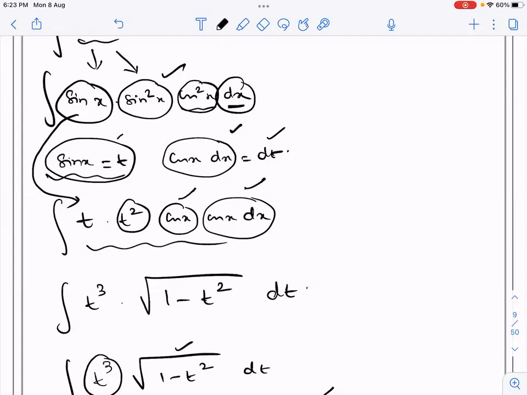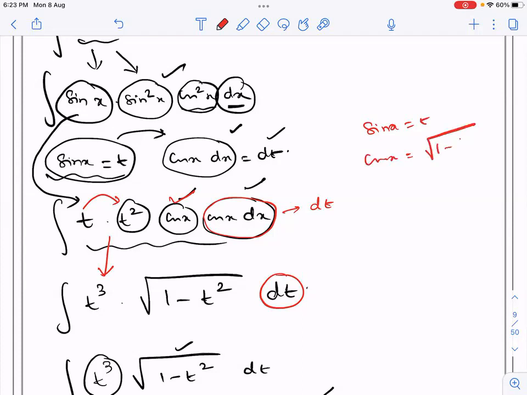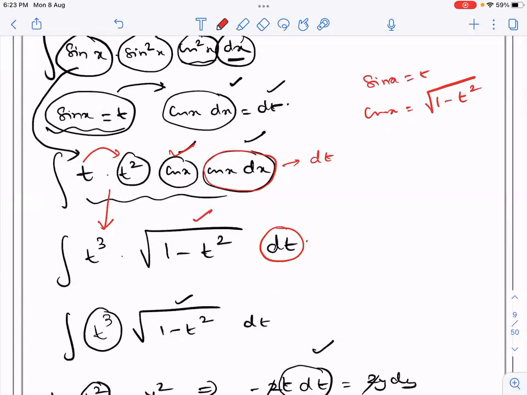When you differentiated sin x as t, you got cos x dx as dt. So this cos x dx, I replaced with dt here. This t into t square, I got t cube. This cos x, what will happen? If sin x is t, then what is cos x? Root of 1 minus t square. You know this, right? Yes. So it is root of 1 minus t square.